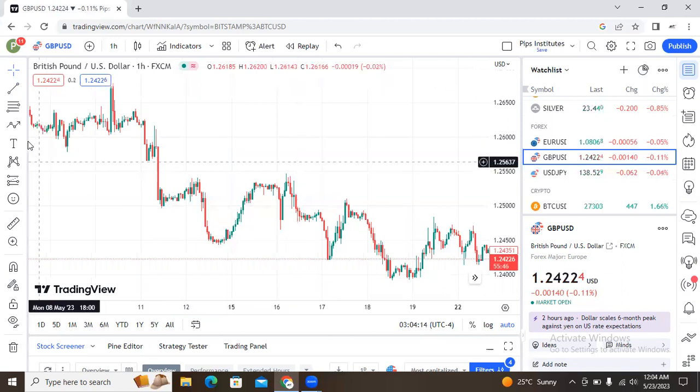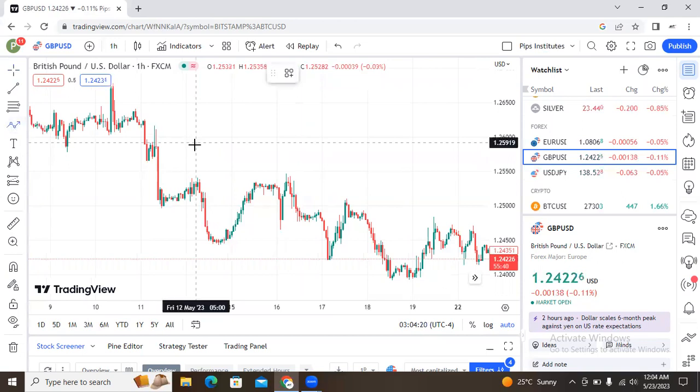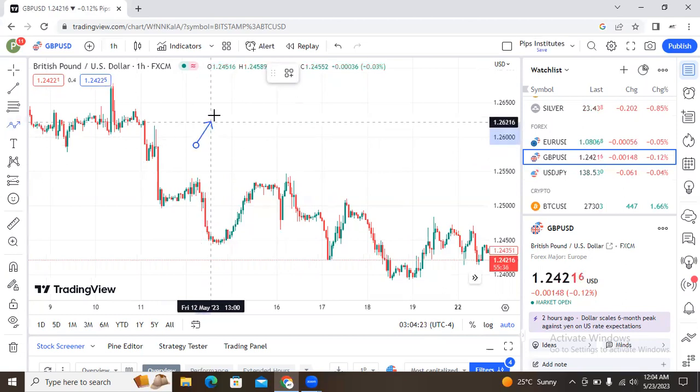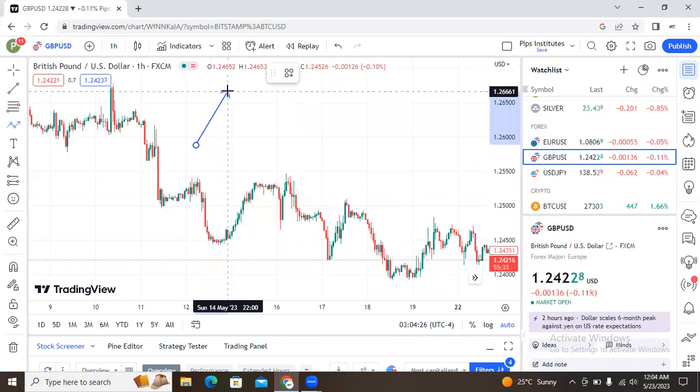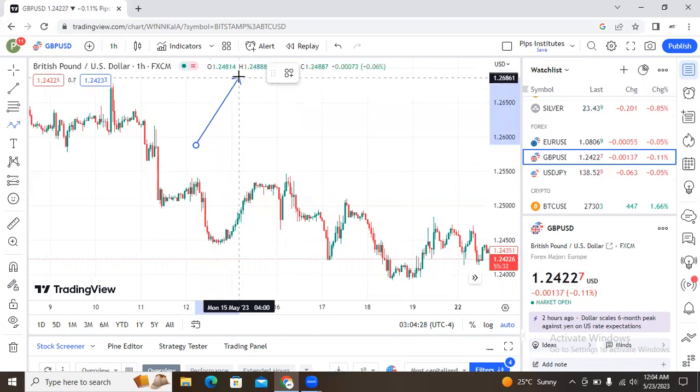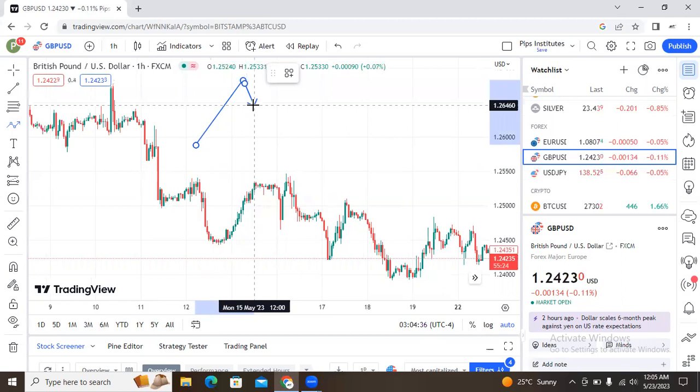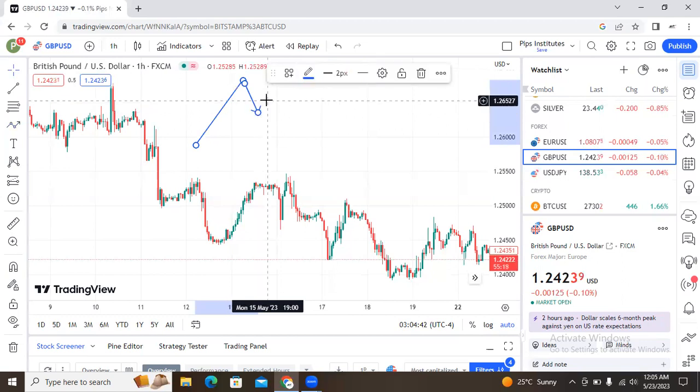Let me just make use of the drawing. Okay, let's say you have a market that moves in an upward trend, and then the market gives you something like this. Then you have something like this.